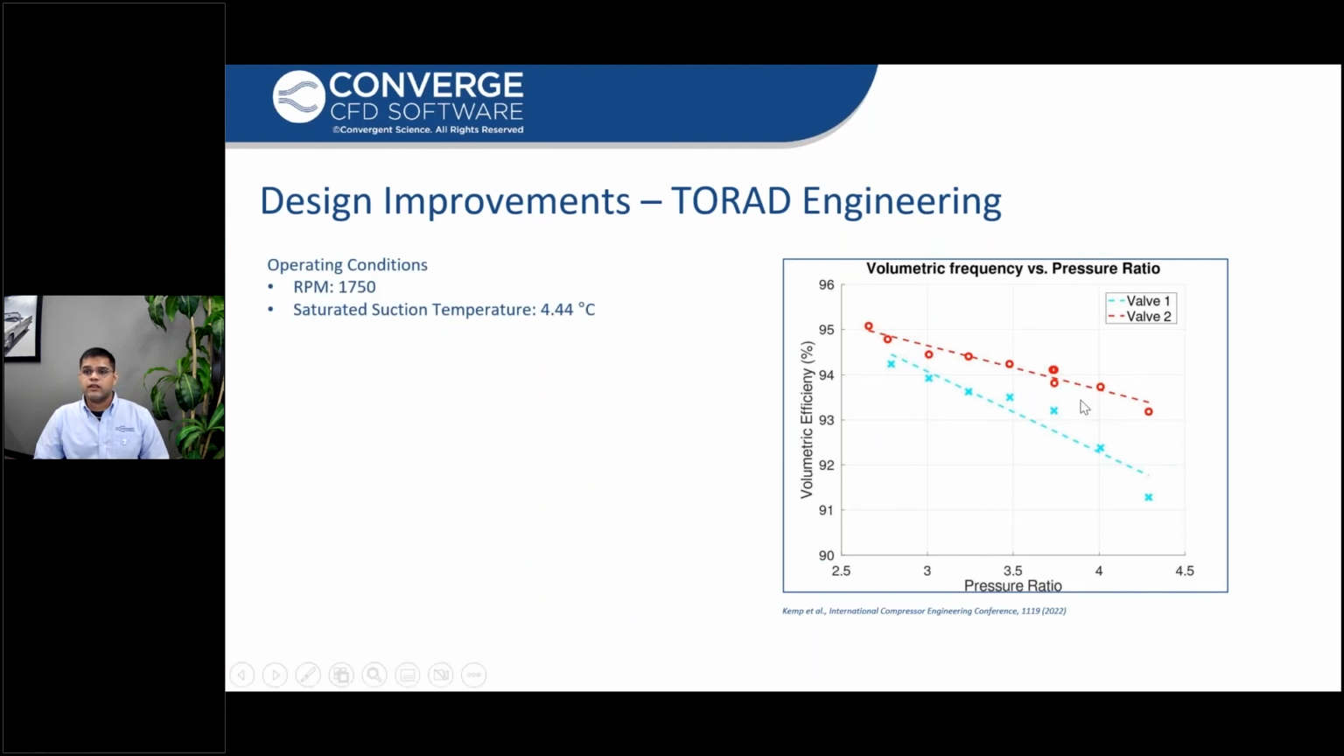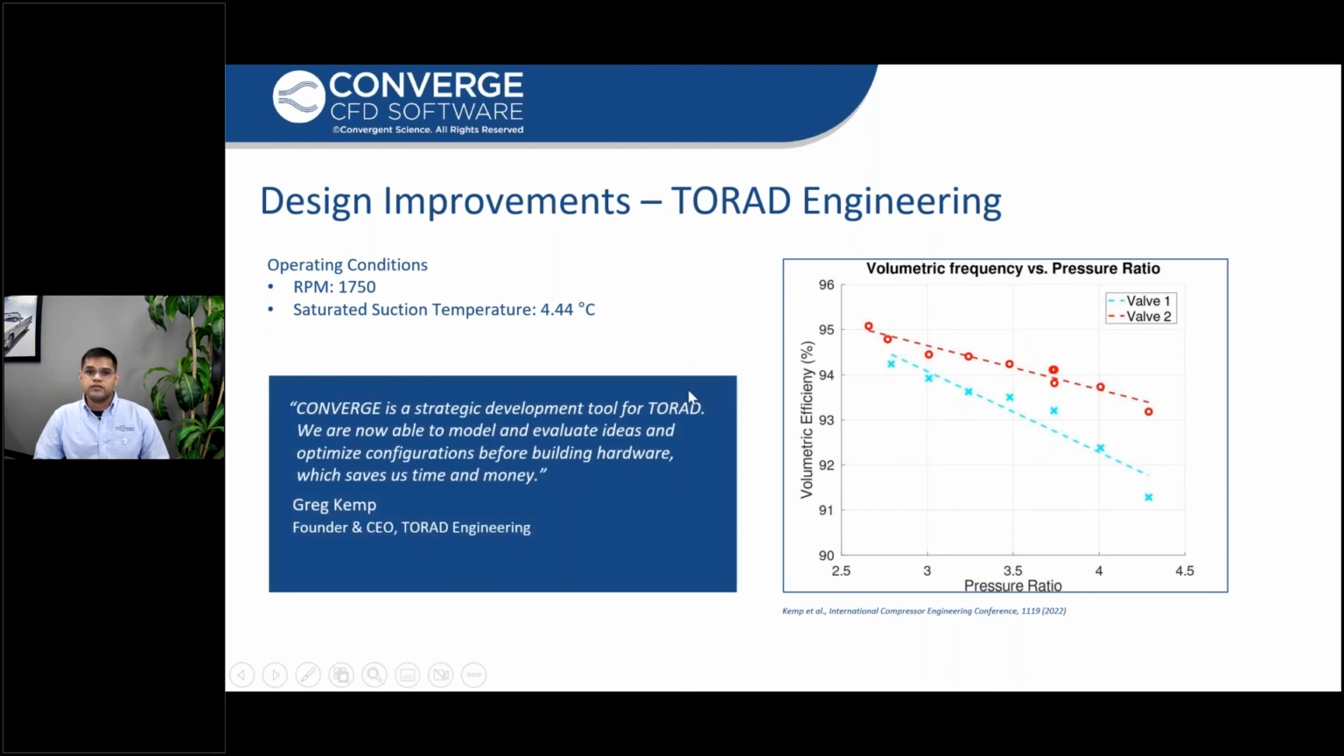You can see that they were able to change their valve design and increase their volumetric efficiency as a function of their pressure ratio, especially for the higher pressure ratio cases. That basically helped them to improve their design before running the experiments. So this is what Greg Kemp, the founder and CEO of TORAD Engineering, had to say about our software and how it helped them to optimize their valve design before actually building the hardware.